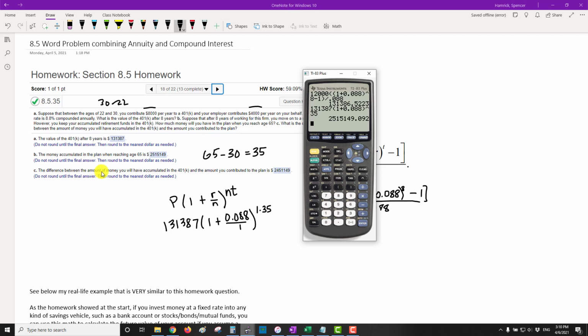And now part C says the difference between the amount of money you will accumulate in the 401k and the amount you contributed to the plan is. Now let's go back up. This is one of the great benefits of 401ks. I'll give you some advice here. If you take a job and your company offers you money as a match on the 401k, you do everything you have to do to get every bit of the match because it is free money.